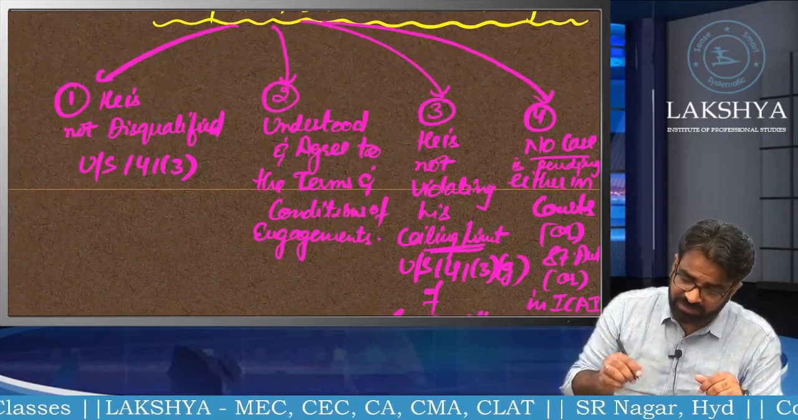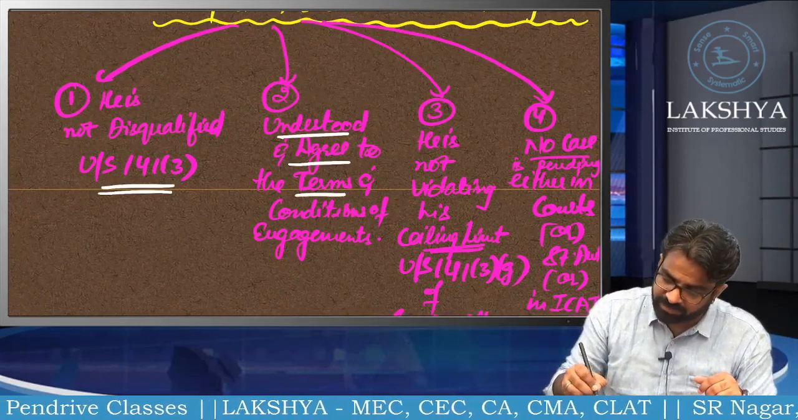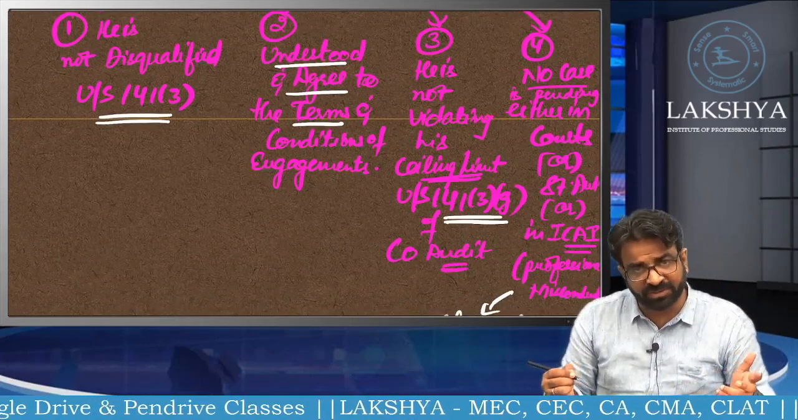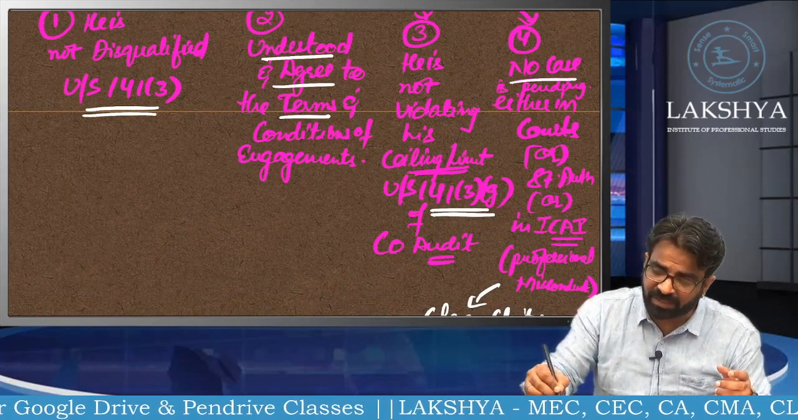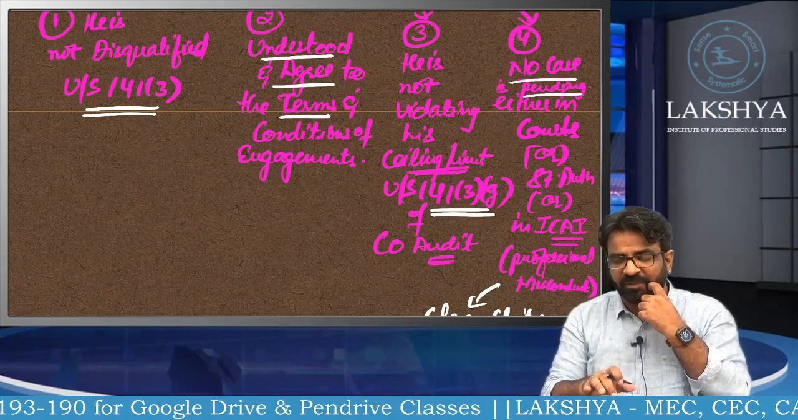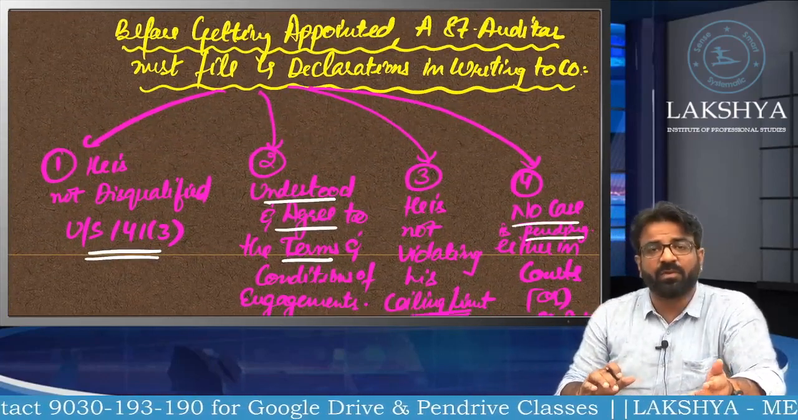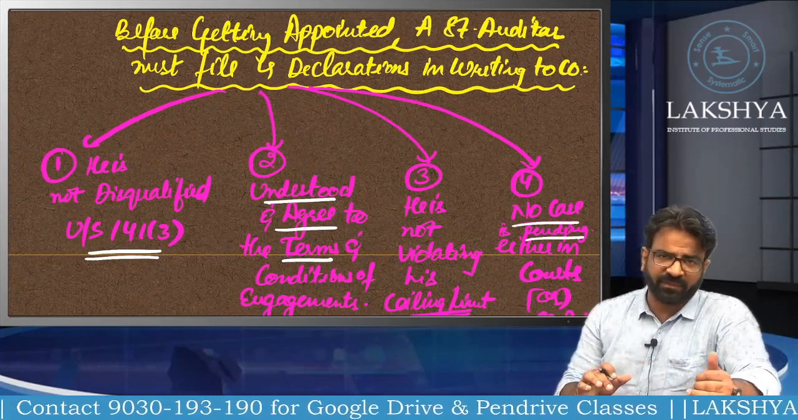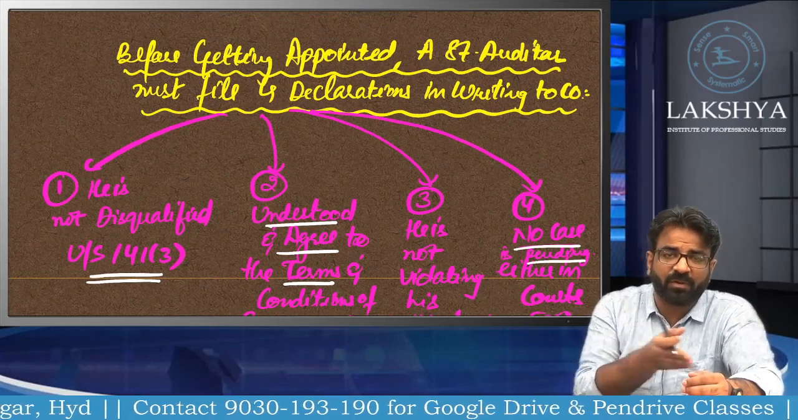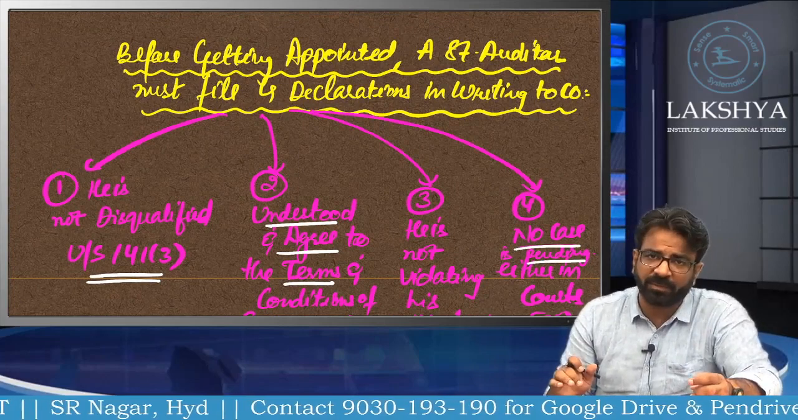So the main keywords, let us understand: 141 subsection 3, agreeing and understood the terms. Next one, ceiling limit: I'm not violating it under section 141 subsection 3 clause G, and no case is pending in any kind of court or statutory authority or ICA against me. Everyone clear? So this brings a partial end to our section called 139 subsection 5, 6, 7 and 1, right? These are the 4 declarations the auditor needs to give before getting appointed.